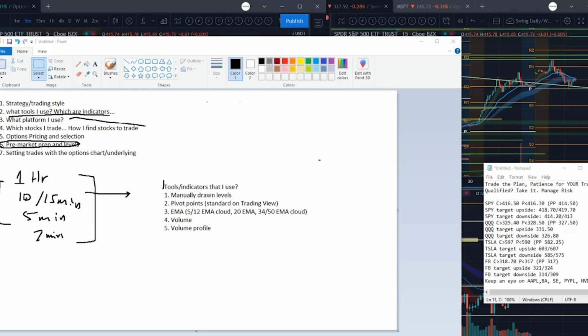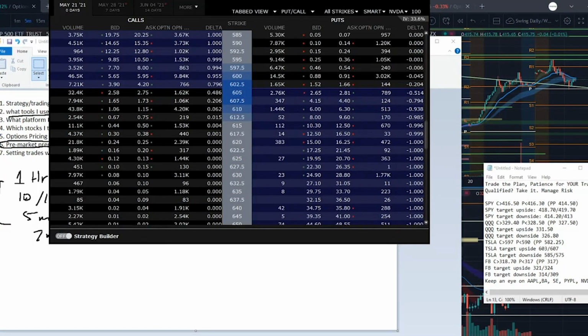Let me find an options chain. We'll go through that. I found an options chain here, and this is the options chain on NVIDIA. So when selecting an option on the day trade front, you'll notice here on Interactive Brokers, you have multiple different expiries.